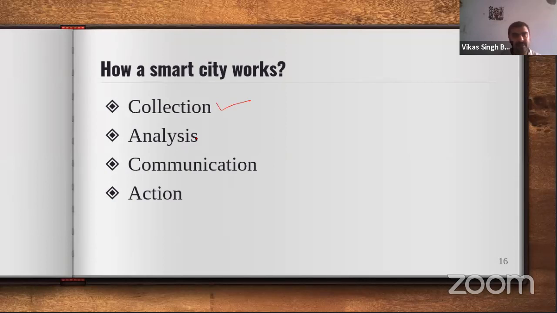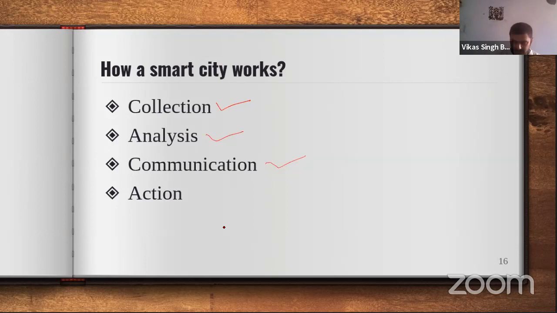Then that data will be collected with the help of those sensors. Then that data will be analyzed. After analyzing that data, some communication will be done. As I have mentioned, suppose a video camera is able to capture that some crime is happening at a particular place, then they will analyze that data, and then that system will be able to send a communication to the nearby police station. So then the police station will send a signal to PCR.